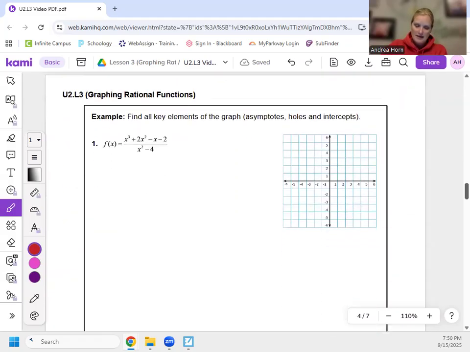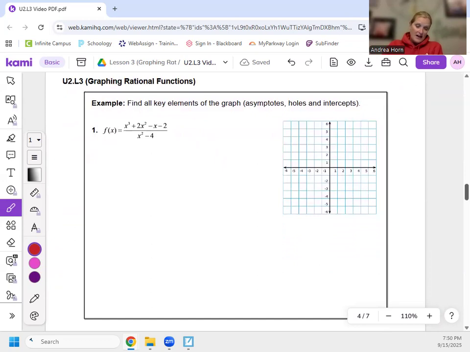Okay. So let's look at the next example. So here it says, find all key elements of the graph, asymptotes and holes. Okay, so the first thing I'm going to do is try to factor. So I think I can group this. If I try to group that, I get x squared times x plus 2, and I'm going to take out a negative 1 and I get an x plus 2. On the bottom, I factor into x plus 2, x minus 2.